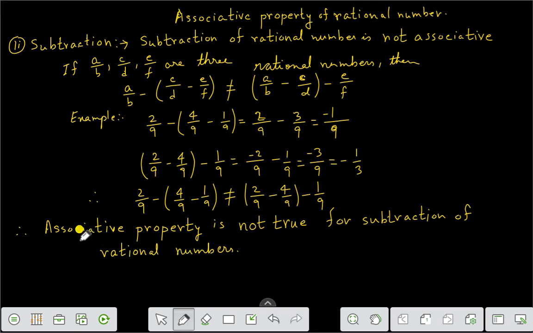Right? That means in the end what you get, that associative property is not true for subtraction of rational numbers. That means a by b minus in bracket c by d minus e by f is not equal to a by b minus c by d in bracket minus e by f. Right? That means we found that associative property is not true for subtraction of rational numbers.